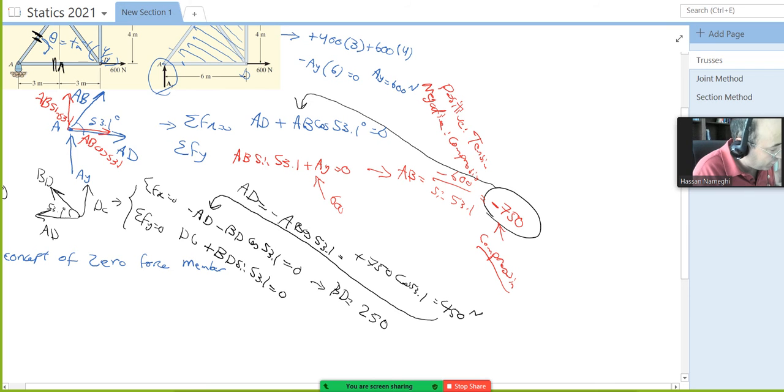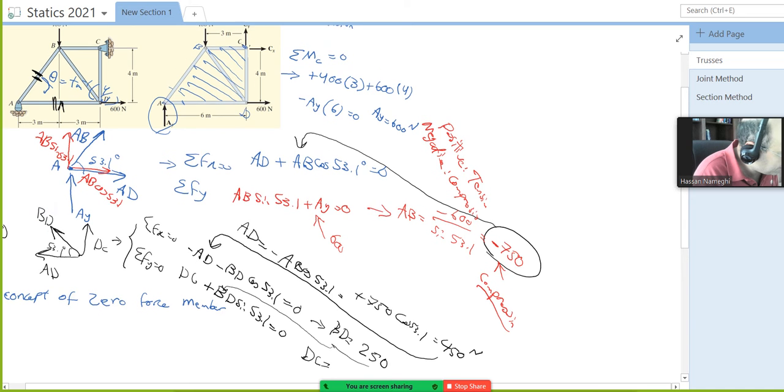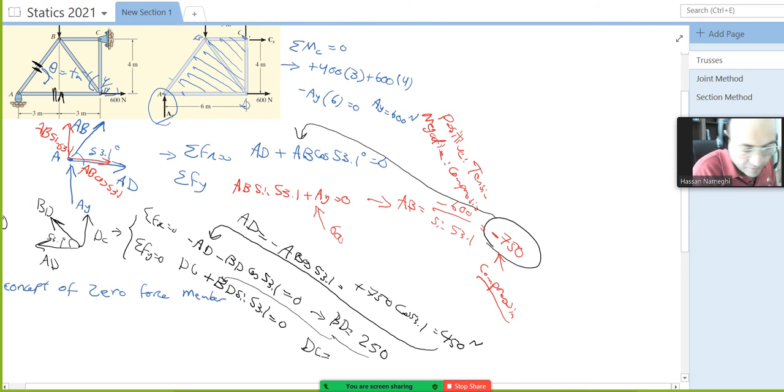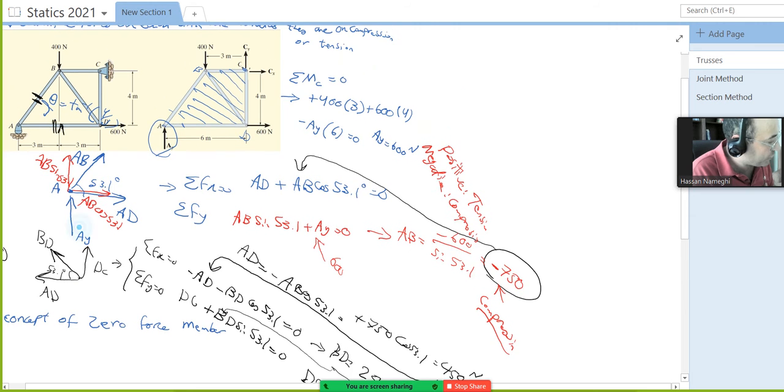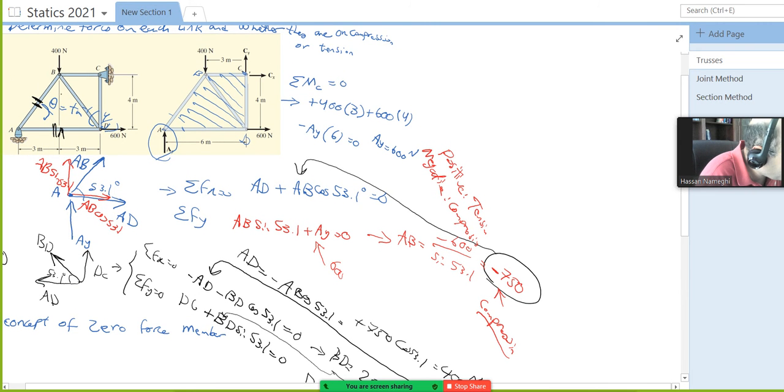Then I can move on to the next one. For AD, we found 450, right? AD was 450, and then this one is 250. We take the BD from here, we put it here. And then from there, you can find DC is equal to 200 minus 200. So now you already have this, you can move on to point B. At point B, you already have everything. You can find BC as the very last member.